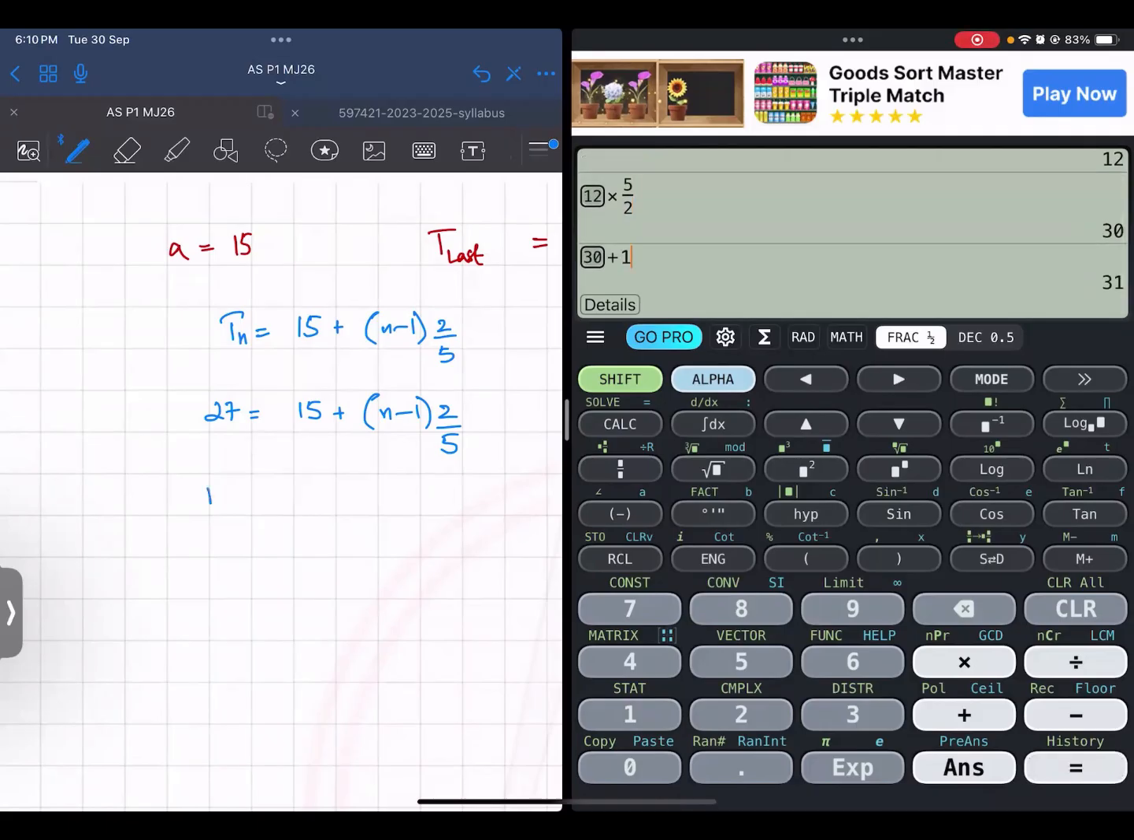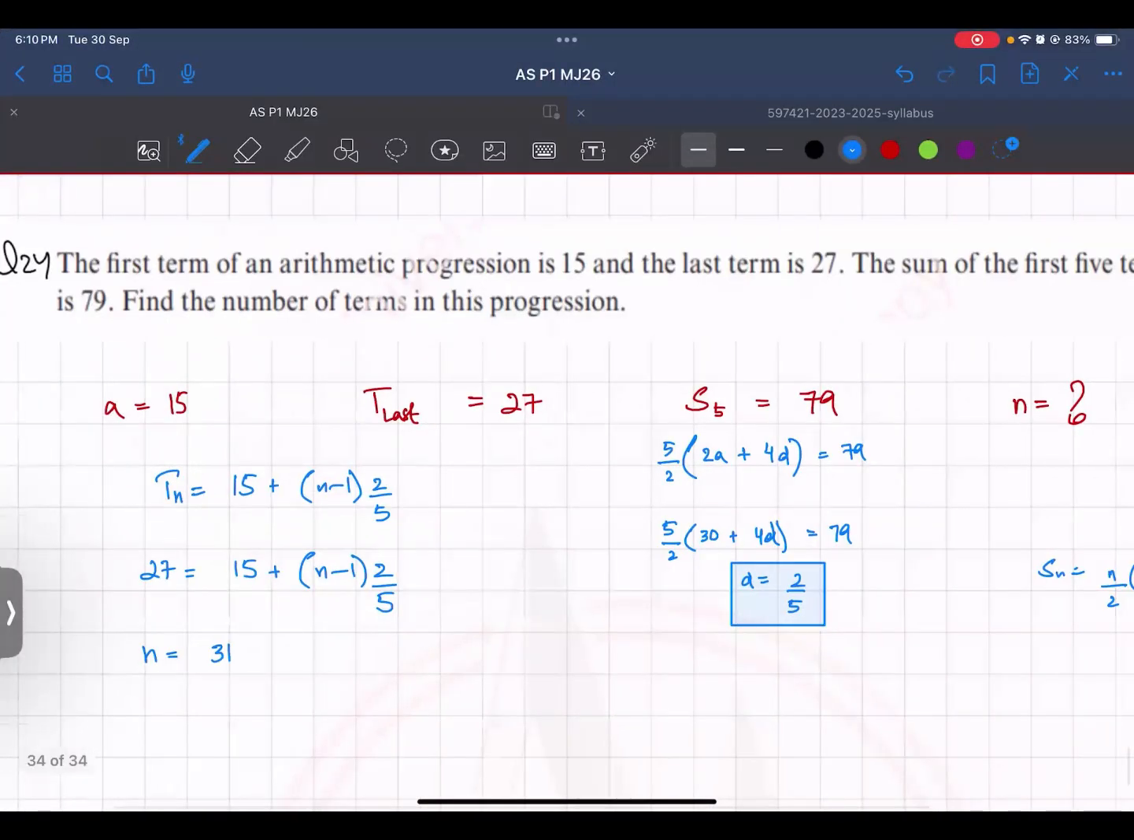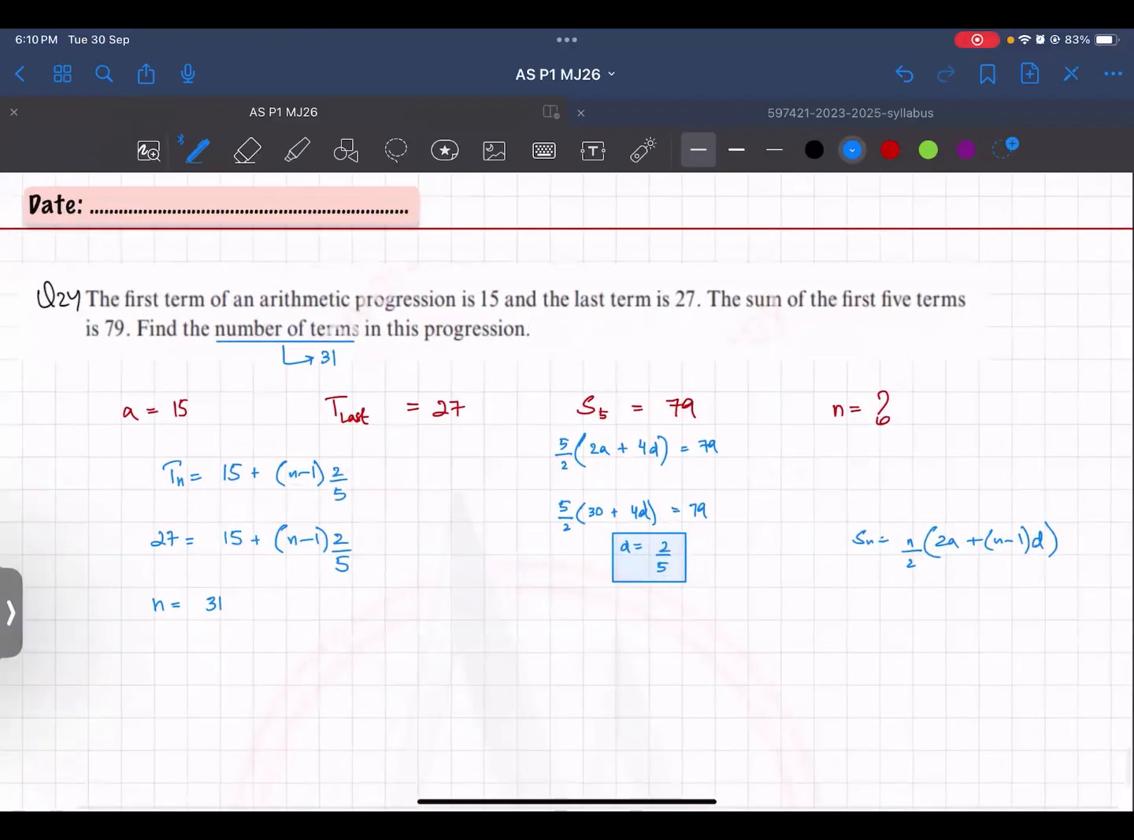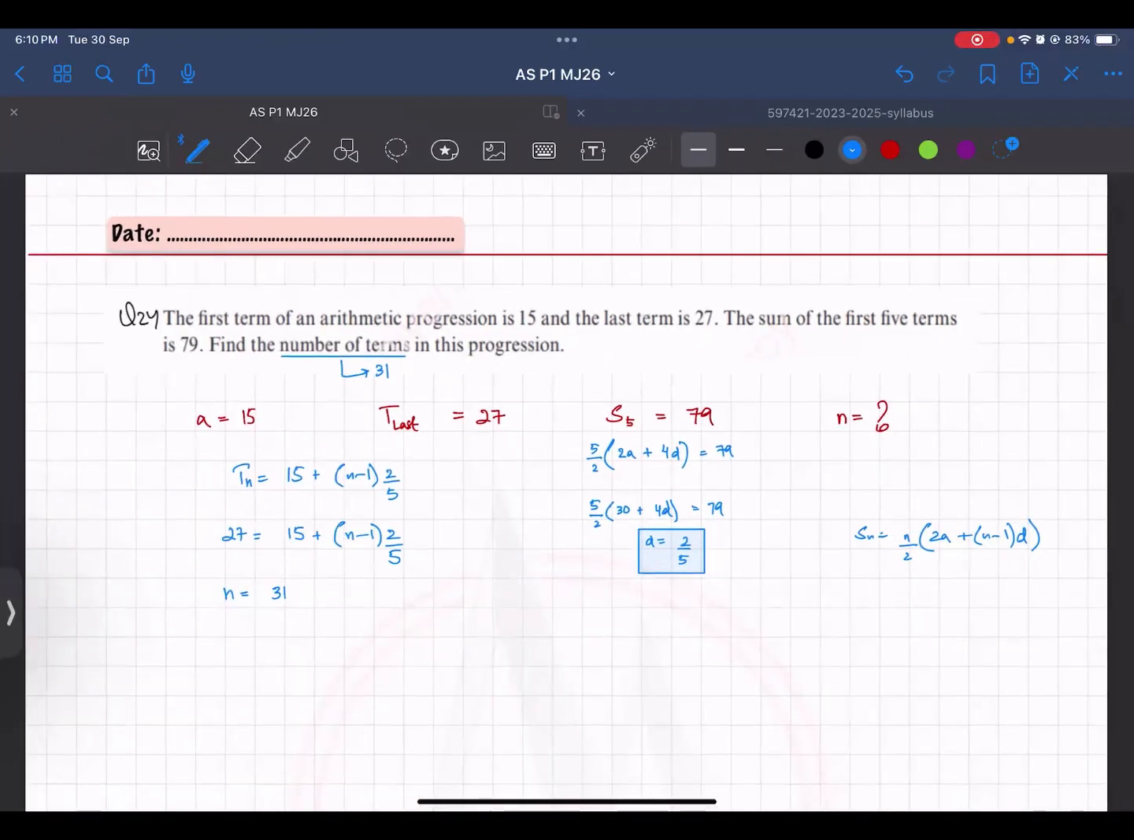So there, n, the position of the 27 term value, is 31. And because 27 was the last term, this means that there were how many terms? 31. This is your answer. Okay. Any questions?